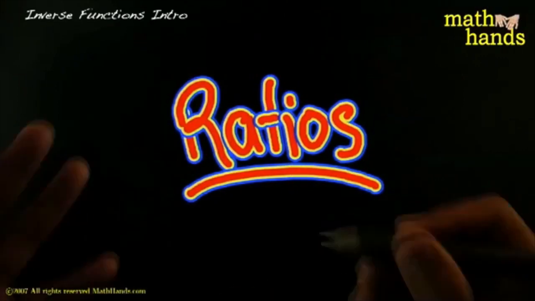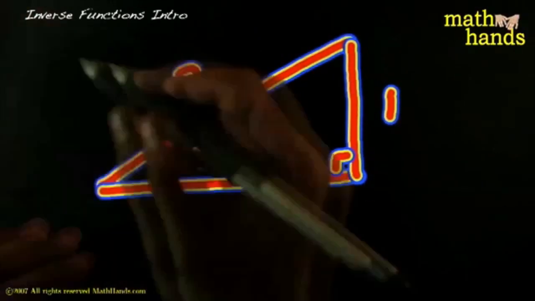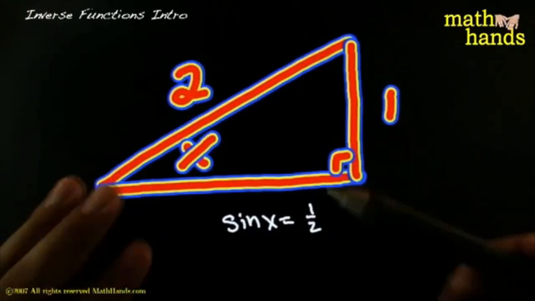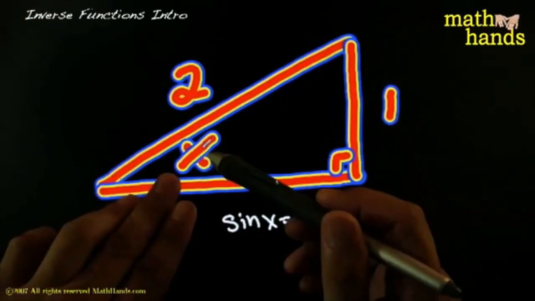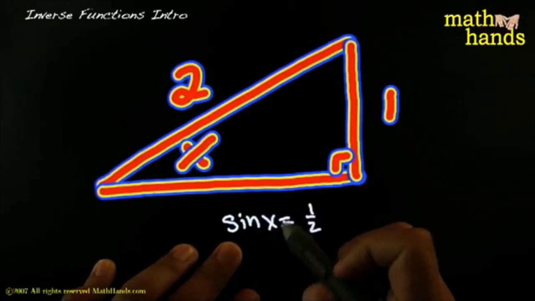Now I'm adding even more stuff to that. There's even more. We should make an infomercial for ratios. But wait, there's more. If you know the ratios, you can also find the angles. And the way we do this is we use an inverse function idea.